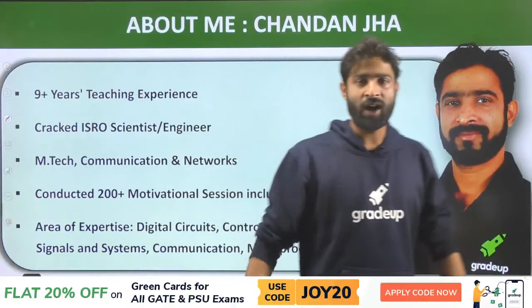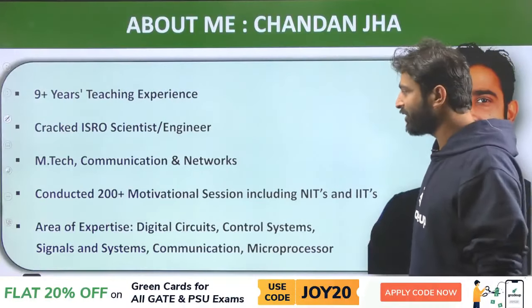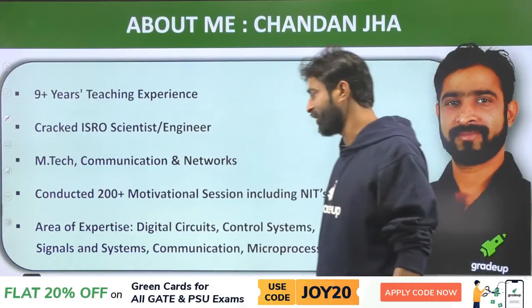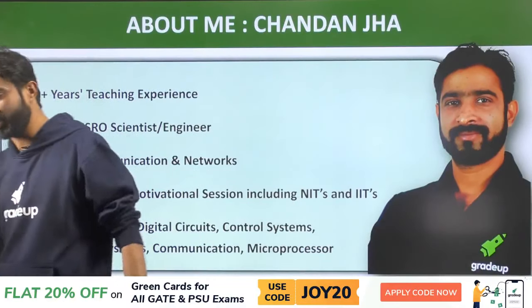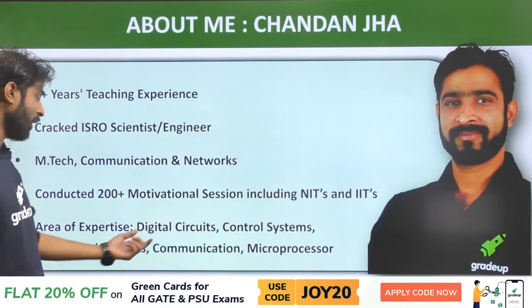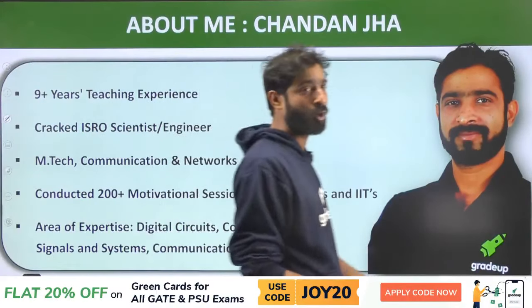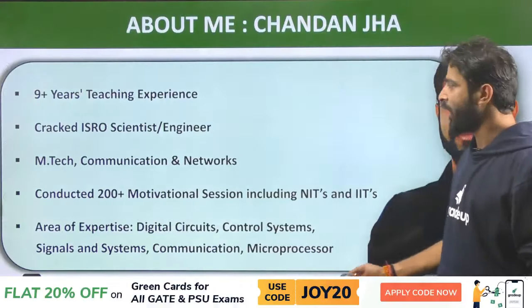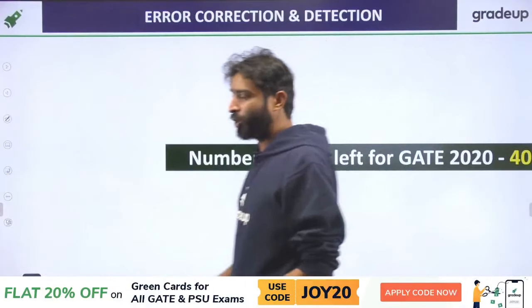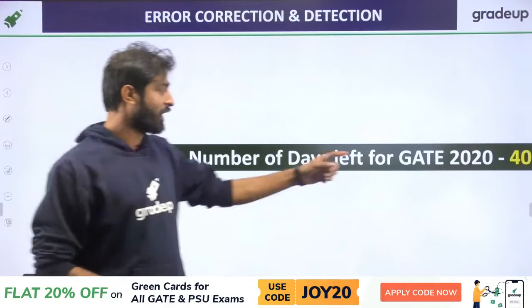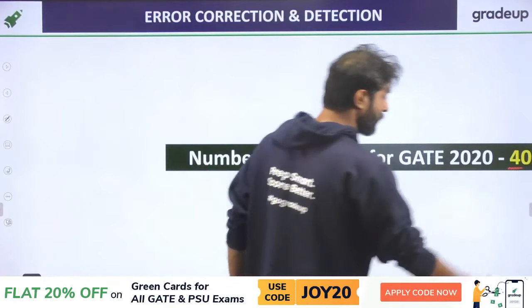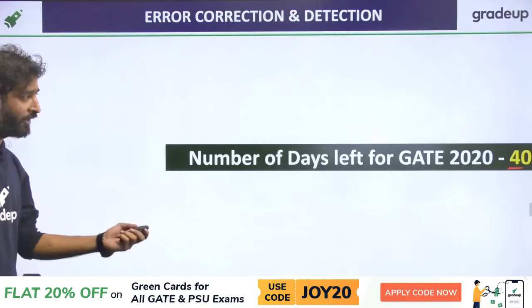My name is Chandan Jha, right? I'm taking communication network, conducted more than 200 motivational sessions. Apart from the motivational sessions, I'm teaching the classes of digital electronics, control system, signal system, communication, and the microprocessor, right? Now, the total number of days left for the GATE is 40 days, right? Just plan yourself according to the 40 days, right?